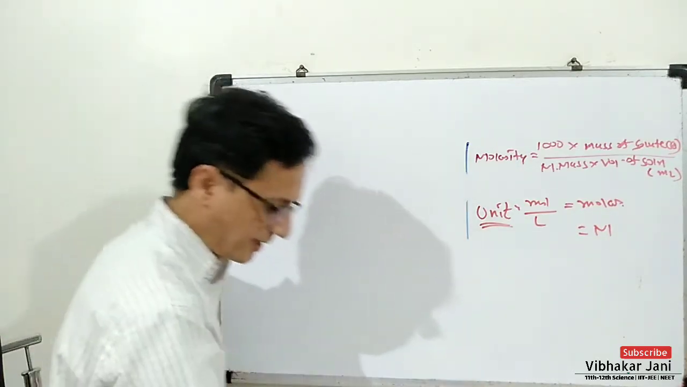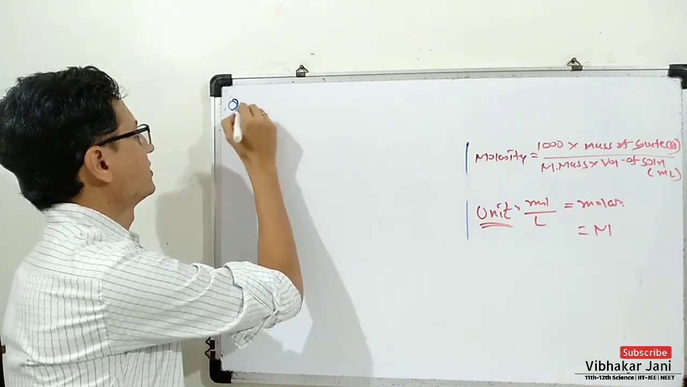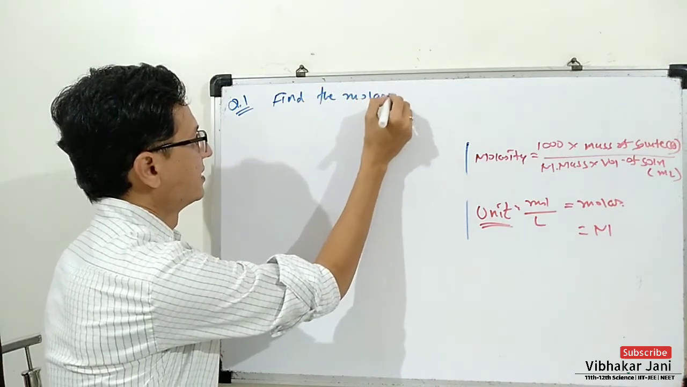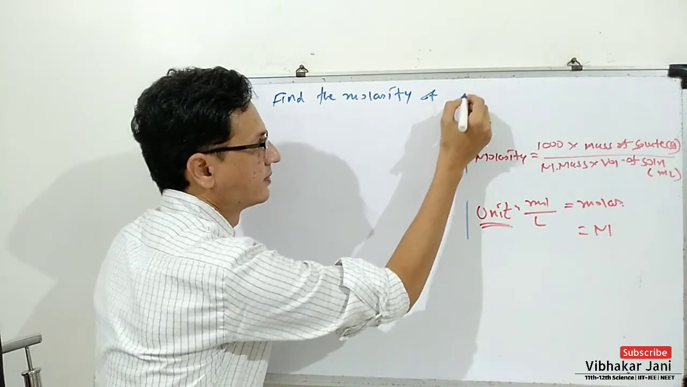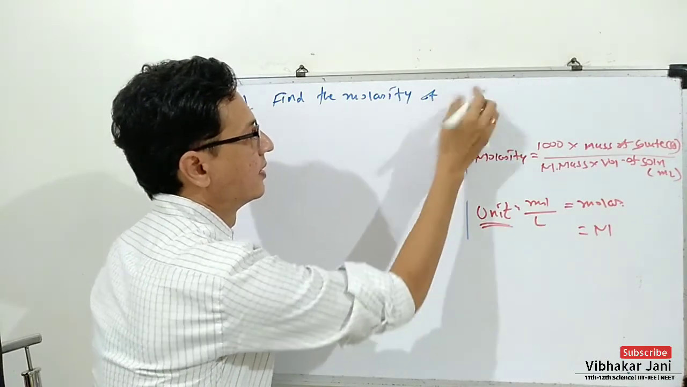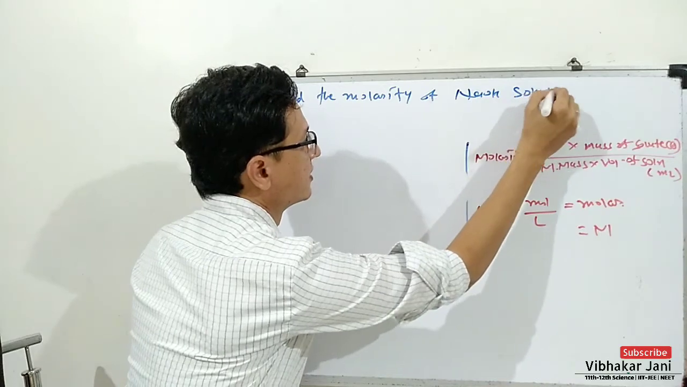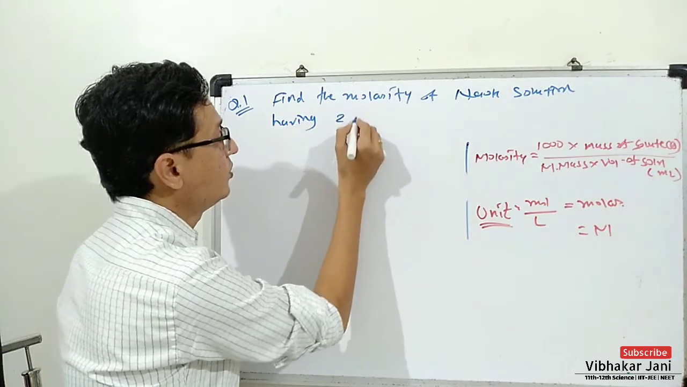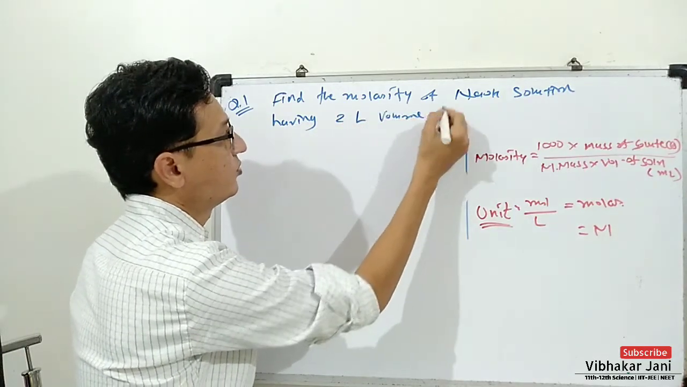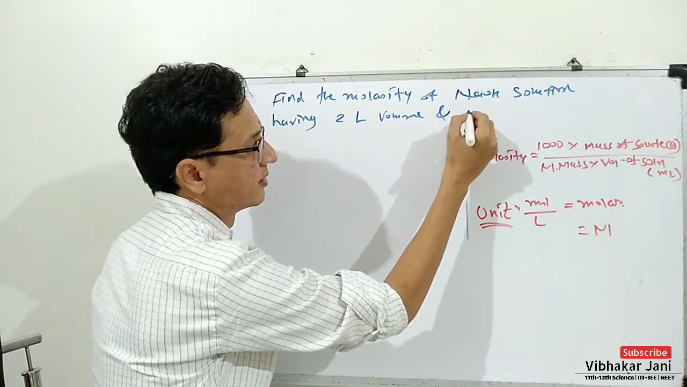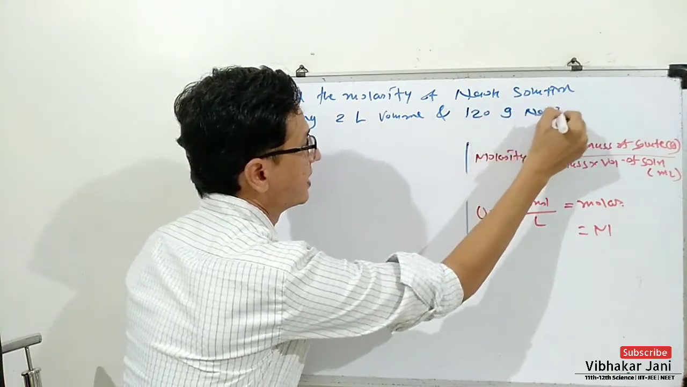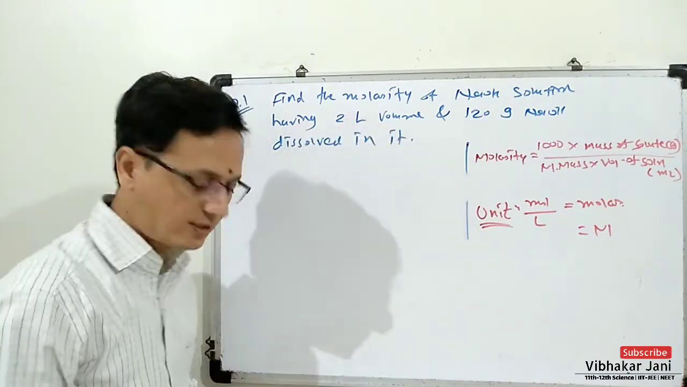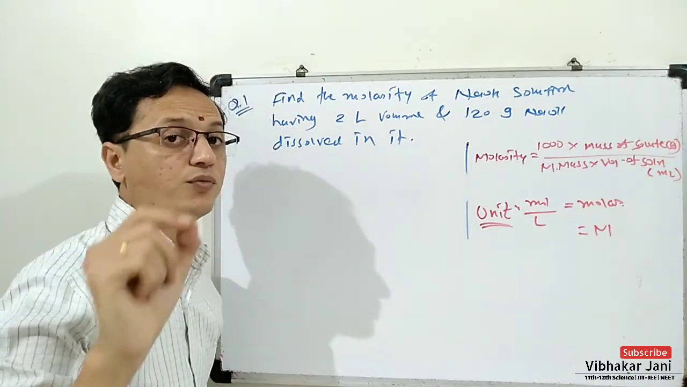This is the first and simple numerical problem. Question number 1. Find the molarity of NaOH solution having 2 liter volume and 120 gram NaOH dissolved in it. This is the question. We are asked to find the value of molarity.